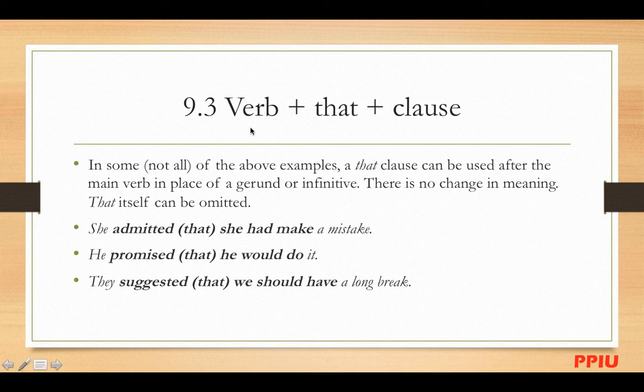You can see the example: she admitted that she had made a mistake, or he promised that he would do it, or they suggest that we should have a long break. So sometimes we don't want to use an infinitive or gerund, so the speaker or the writer tries to use that instead of a gerund or infinitive, and the meaning is still the same.